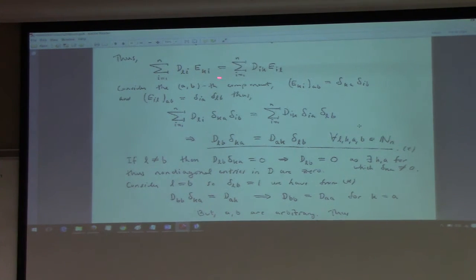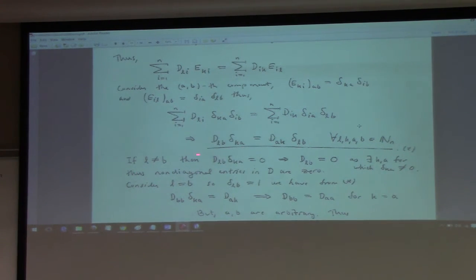So I look at the a,b-th component of this. Now the a,b-th component of that is only non-zero when i is equal to a and L is equal to b. And on the other side, it's only non-zero when a is equal to k and i is equal to b. All right, so that squashes the sum and leaves me with this wonderful equation, d_Lb Kronecker delta Ka is equal to d_ak Kronecker delta Lb. And then I just do case-wise analysis.